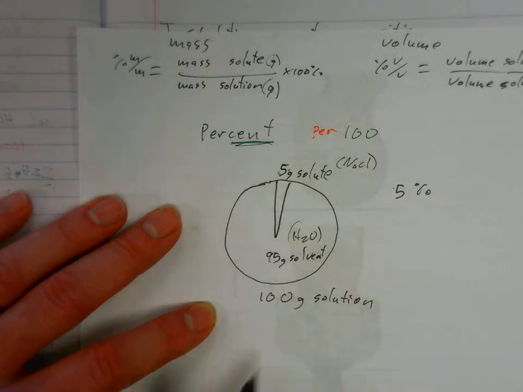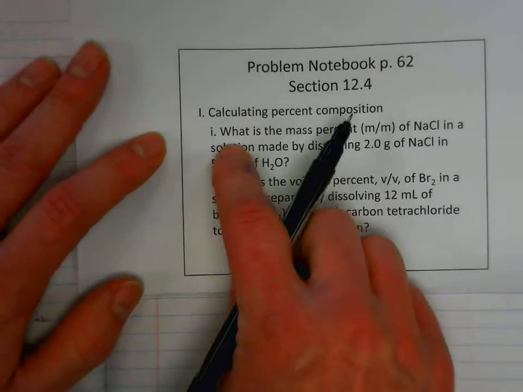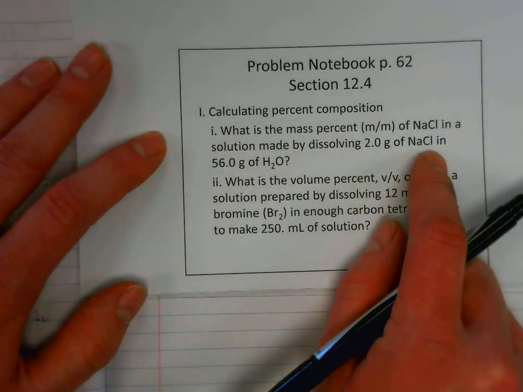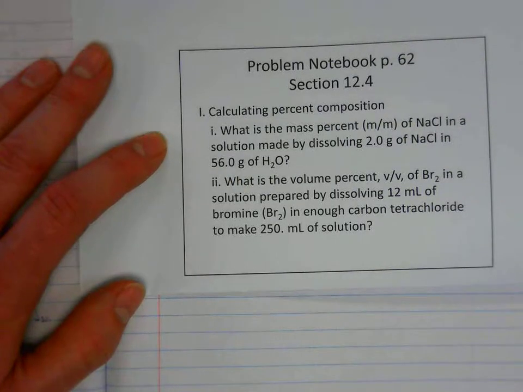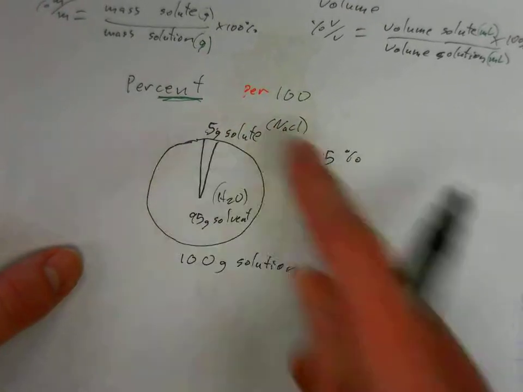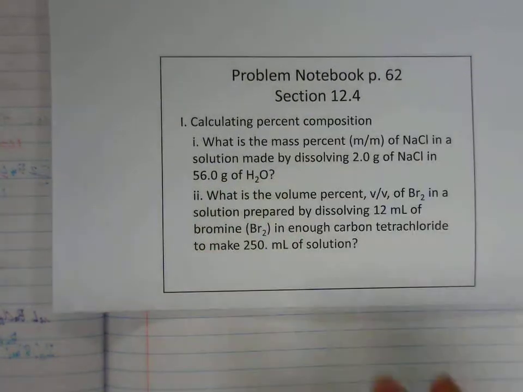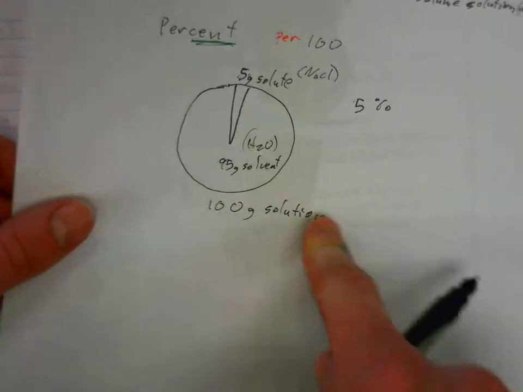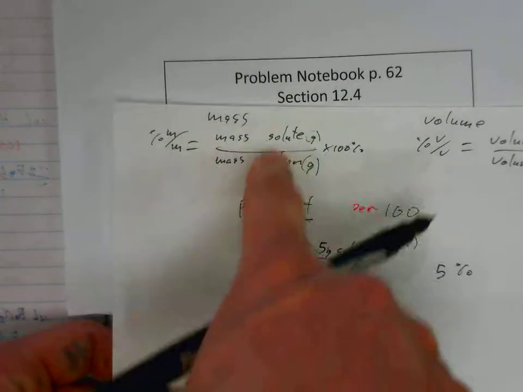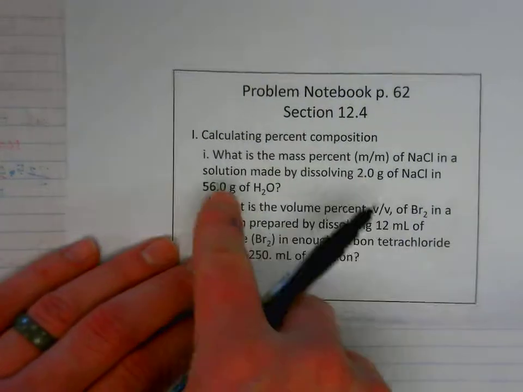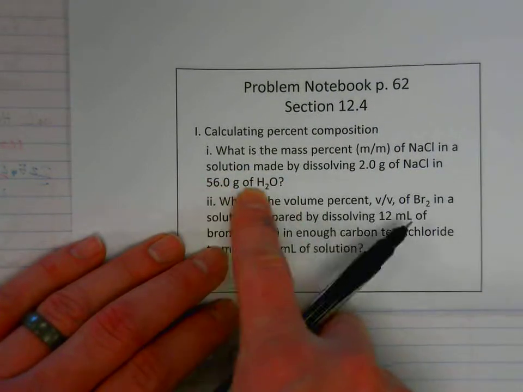What is the mass percent of NaCl in a solution made by dissolving 2 grams of NaCl in 56 grams of water? Think about this question carefully. We have the 2 grams of the solute, that would be like this part. We have the 56 grams of the water, that's this part. So it did not give us the amount of the solution. And for the formula, we need to divide mass of solute by mass of solution. So what do we need to do? Well, the mass of the solution is the mass of the solvent plus the mass of the solute, just like we saw here. Add together the solvent plus the solute, and that makes the whole.